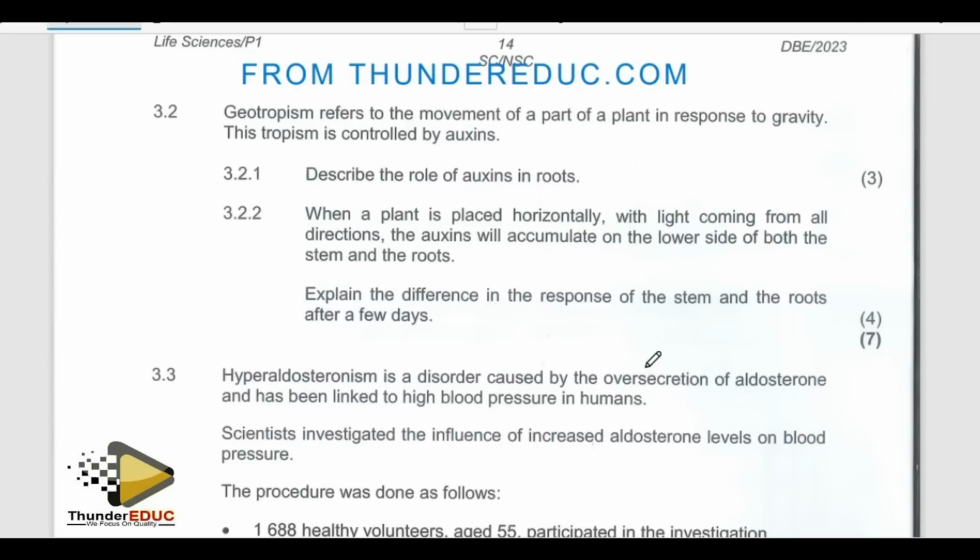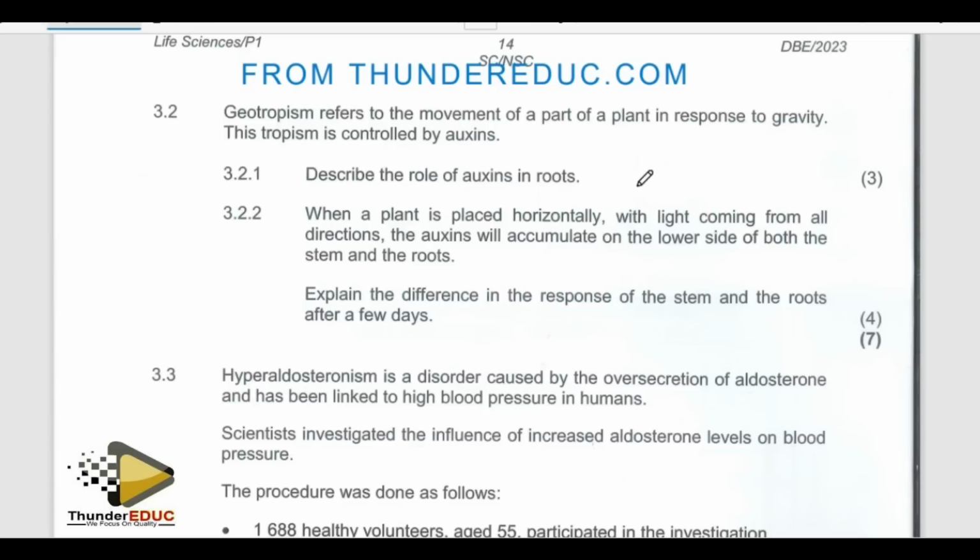Geotropism. Geotropism. How about geotropism? If you look at geotropism, what are they looking at here? Geotropism is a plant response to gravity. Sometimes we call it gravitropism. Movement of the plant part in response to gravity. Oh, they have talked about this. Tropism is controlled by auxins.